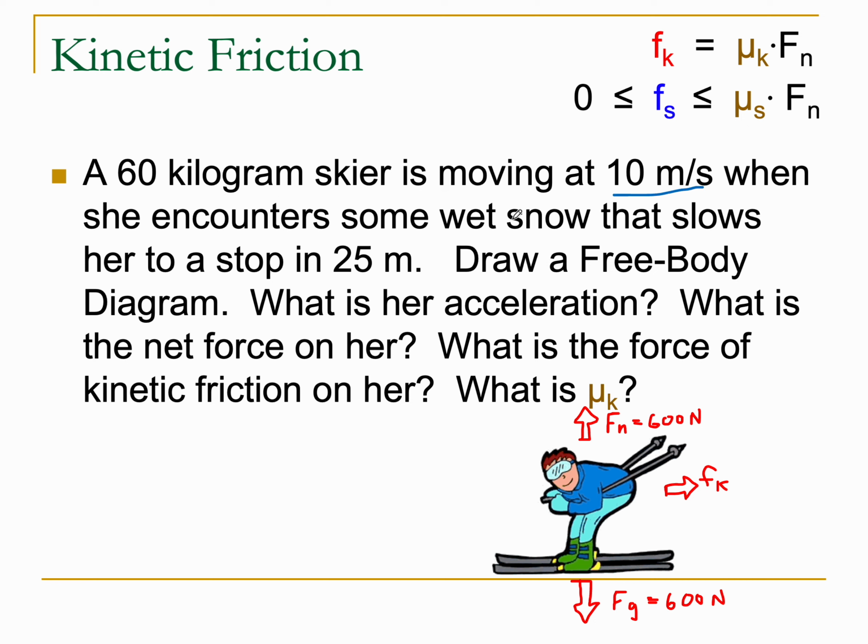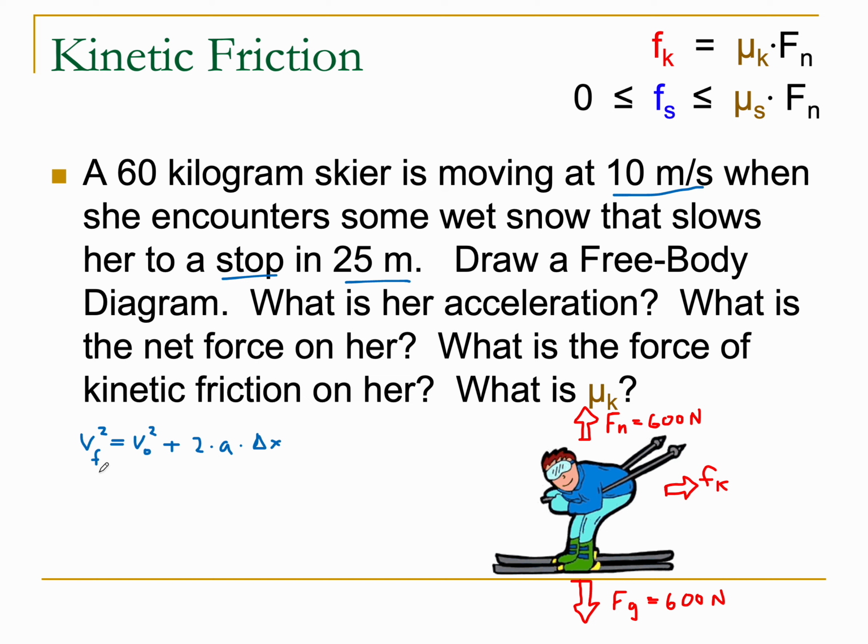She encounters some wet snow that slows her to a stop in this distance. Believe it or not, we can use some of your old equations. If you remember this one, v final squared equals v initial squared plus 2 times the acceleration times delta x. We can use this to figure out her acceleration.